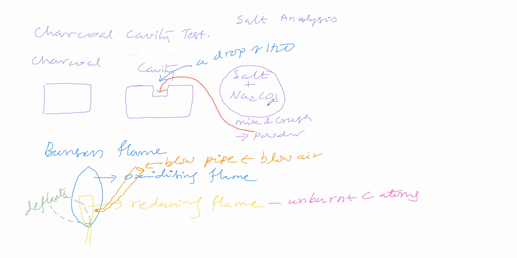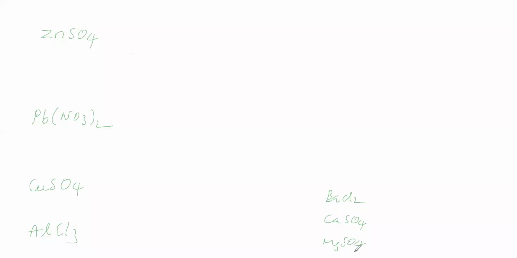Now let us consider the salt is zinc sulfate, or lead nitrate, or copper sulfate, or aluminum chloride, or barium chloride, or calcium sulfate, or magnesium sulfate. Like this, any salts we can take for the charcoal cavity test.